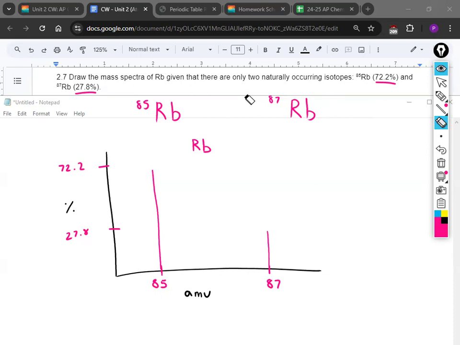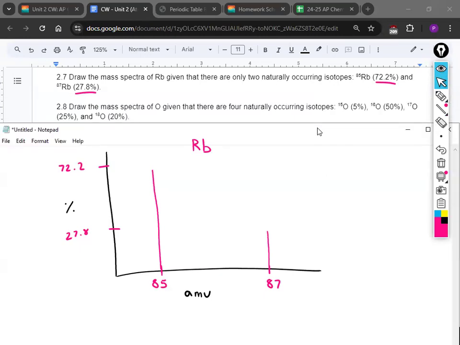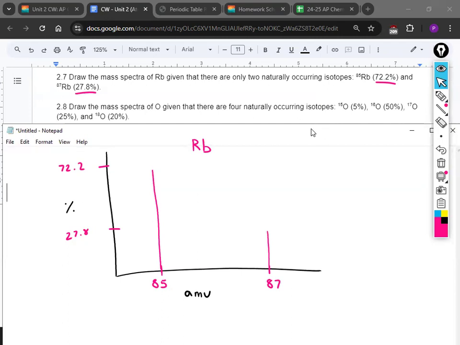Okay, let's have you guys try 2.8 on your own. We'll go over it together, and then we will take our break that you very much deserve. Okay, so here we have 2.8. We're drawing the mass spectra of oxygen. I'll leave the RB one up there for you guys. We have oxygen 15, 16, 17, 18, and we have the percentages. So I'll give you guys about maybe 3 or 4 minutes to try that. You can compare with the person next to you. We'll go over it, and then we'll take our break.